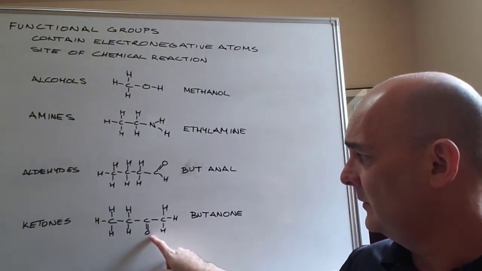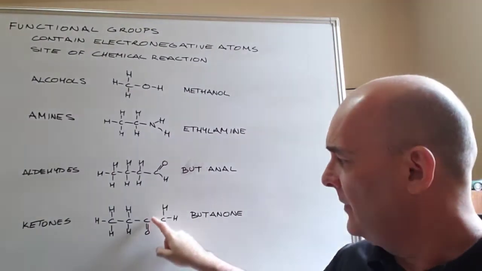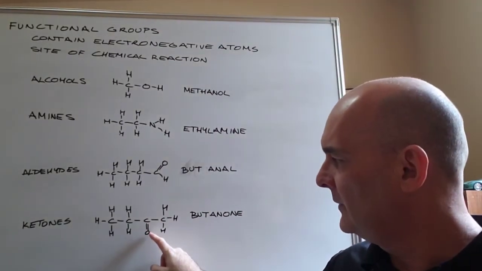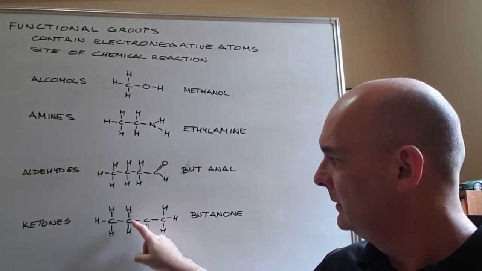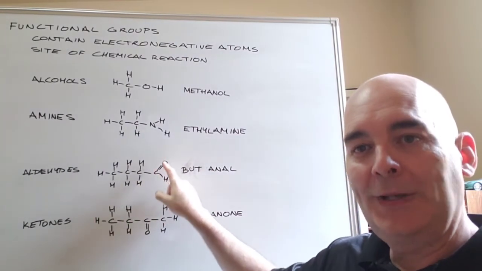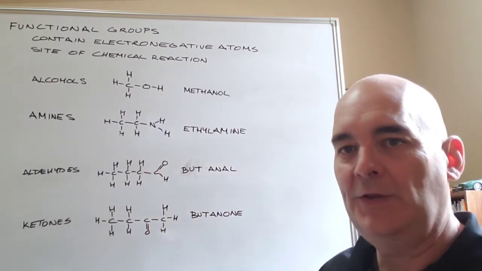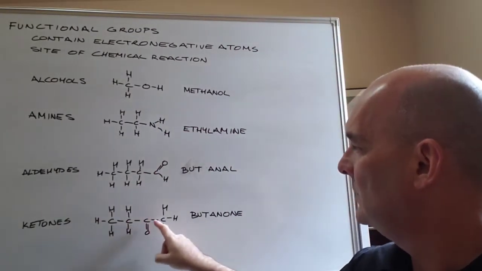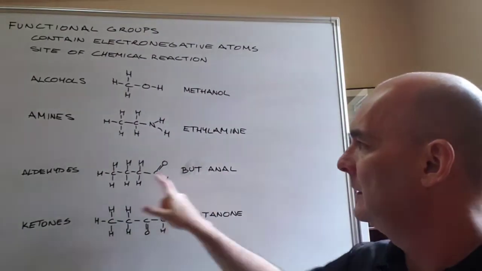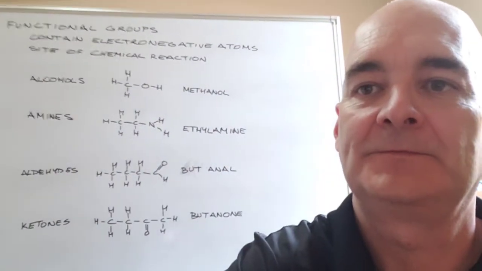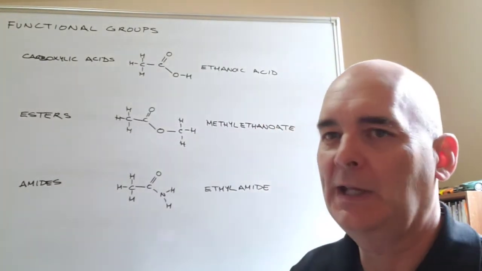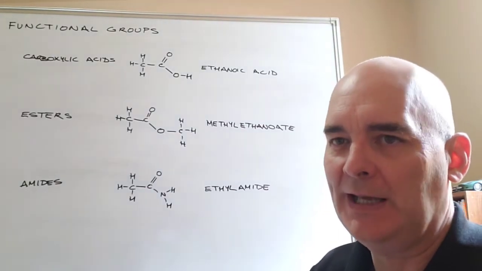Ketones also have a carbon to oxygen double bond, but this carbon to oxygen double bond is in the middle of a carbon chain. Aldehydes, the carbonyl group is at the end of a chain. Ketones, it's in the middle. So this gets to be butanone. One for ketones, al for aldehydes. These 3 functional groups are all based around the carboxylic acid. These are what we would call carboxylic acid derivatives.